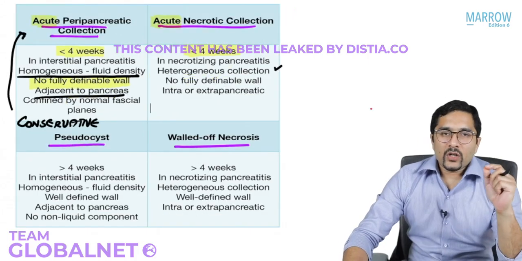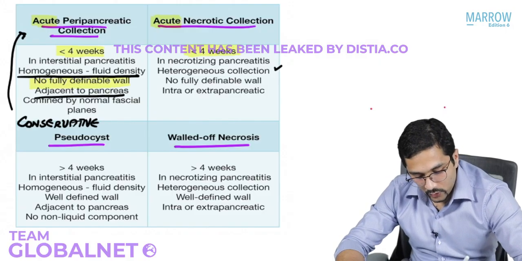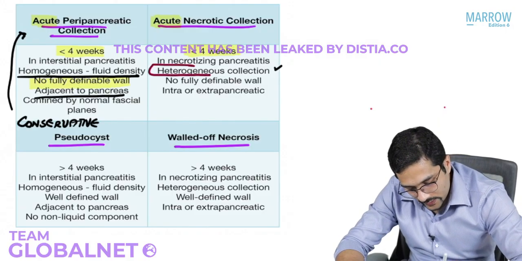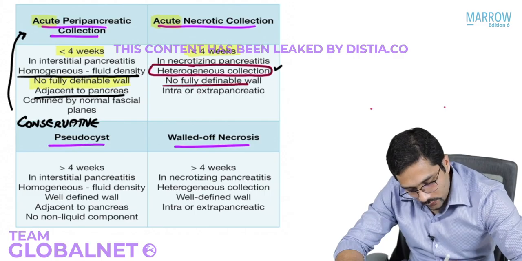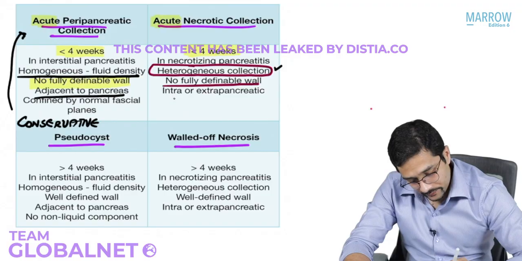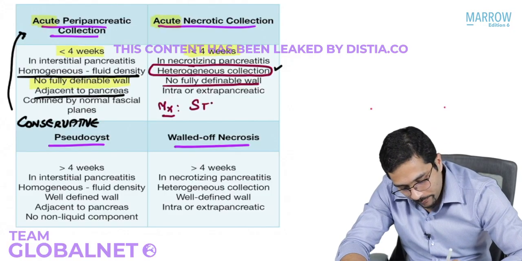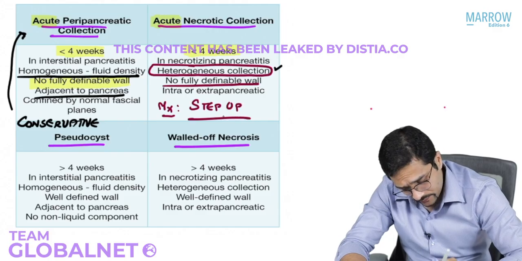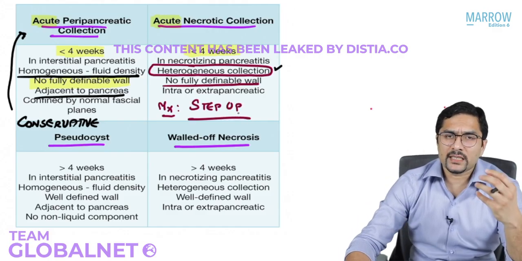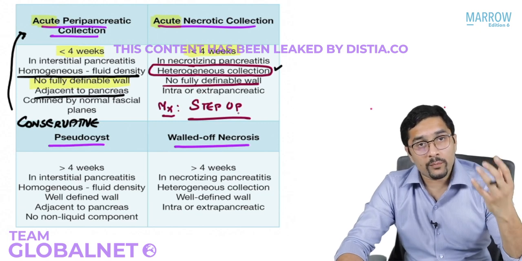So in acute necrotic collection, the word acute is there, so it is less than 4 weeks. But because it is necrotic, there will be a heterogeneous collection. The wall is not fully defined, and this can either be intra or extra pancreatic. The management of acute necrotic collection, I've already told you, is the step-up approach which we just discussed, where we first do a pigtail insertion, then we can do a minimally invasive technique, and then finally open method.